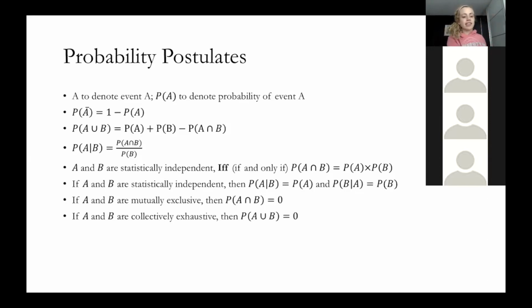And so the probability of event A given event B will equal the intersection of the two events divided by the probability of the event B. And A and B are statistically independent if and only if the intersection of the two events is equal to the probability of A times the probability of the other event.